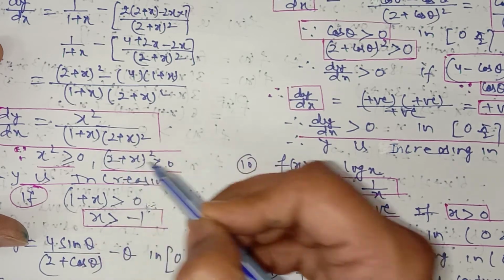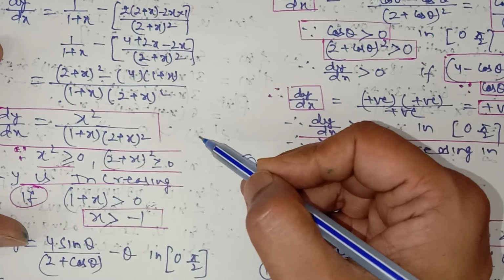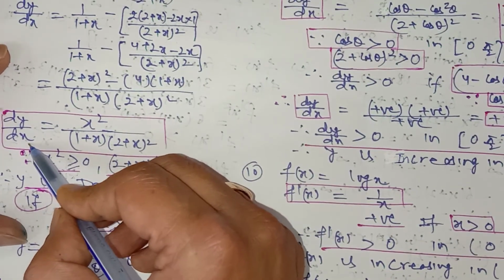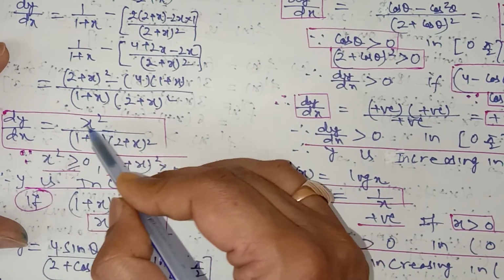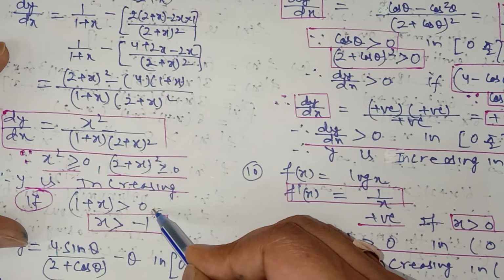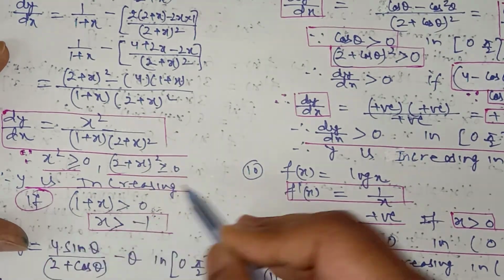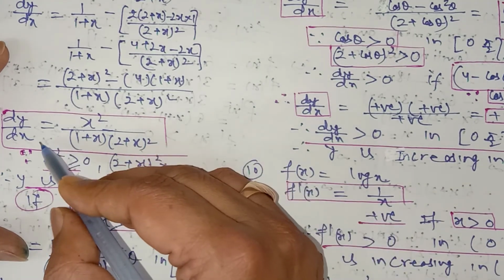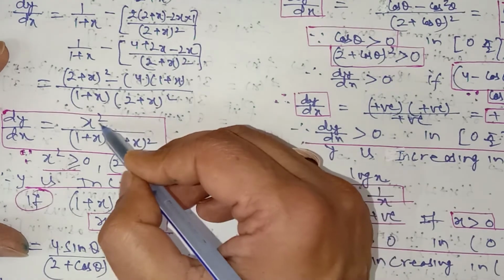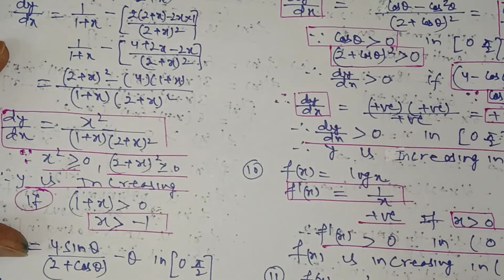So you have to prove that y is increasing, which means you have to prove that dy by dx is greater than 0. When dy by dx is greater than 0, 1 plus x should be greater than 0. So 1 plus x greater than 0 means x greater than minus 1 for the increasing function. For dy by dx to be greater than 0, 1 plus x should be greater than 0, because x square and 2 plus x whole square are always greater than 0.